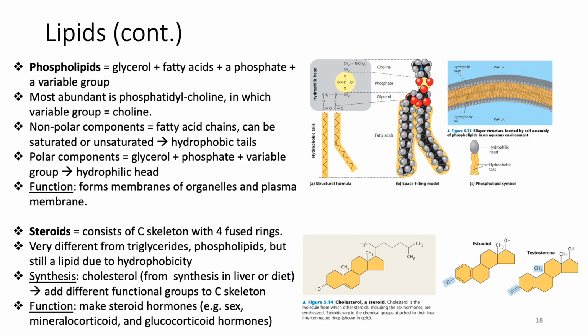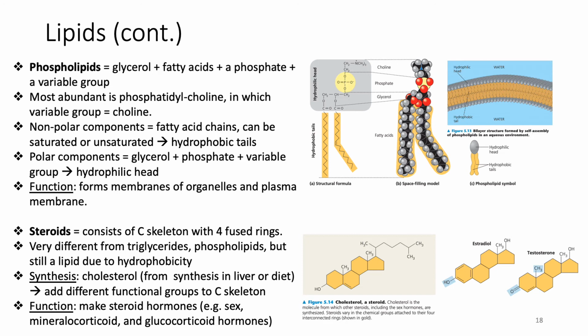The third hydroxyl group of the glycerol is actually joined to a phosphate group, which has a negative charge in the cell. Additional small variable molecules, which are usually charged or polar, are linked to the phosphate group to form a variety of phospholipids. Most abundant is phosphatidylcholine, in which the variable group is choline.